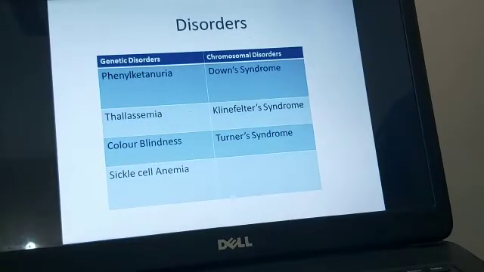In today's module, we're going to start with genetic disorders. There are 4 genetic disorders which are given in your syllabus. These are phenylketonuria, thalassemia, color blindness, and sickle cell anemia. Along with them, there are 3 chromosomal disorders: Down syndrome, Klinefelter syndrome, and Turner syndrome, which we are going to cover in our next module. So let us start with the first genetic disorder, that is PKU or phenylketonuria.